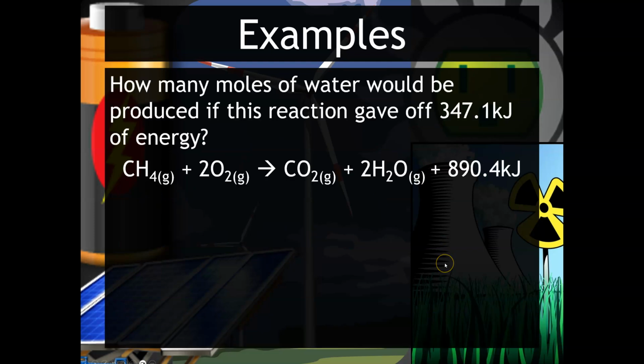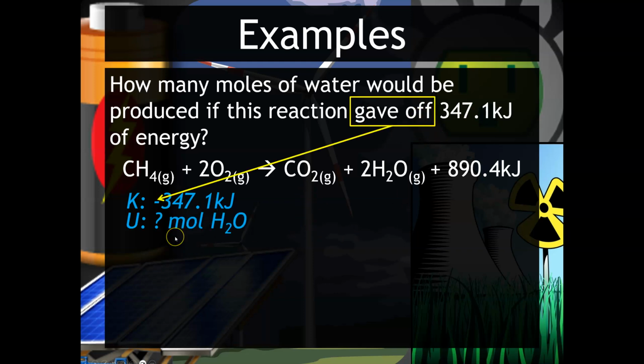Okay. All right, let's go ahead and pause the video and see if you can do the next one. How many moles of water would be produced if this reaction gave off 347.1 kilojoules of energy? Now it says gave off, so you have to think about what that means here. CH4 plus 2O2 gives you CO2 plus 2H2O, with 890. Now what we're going to do is put negative 347 kilojoules because it's given off, gave off.